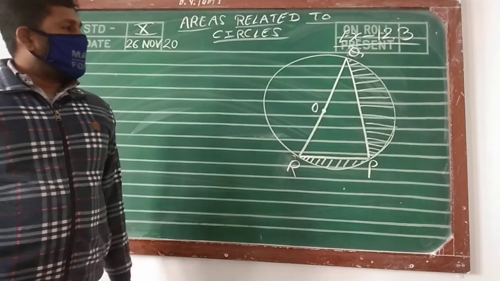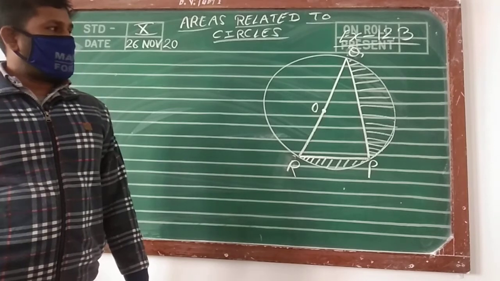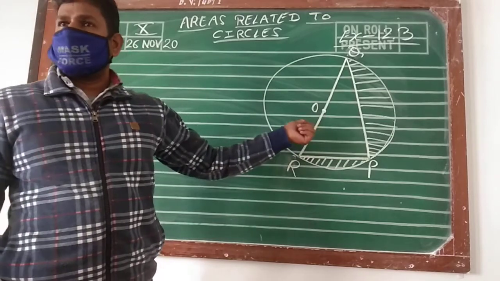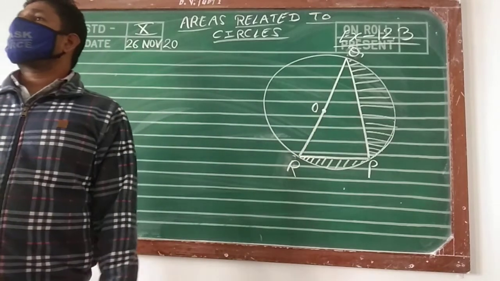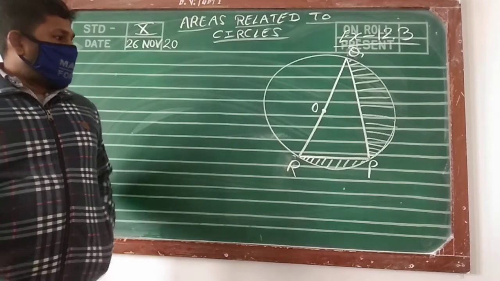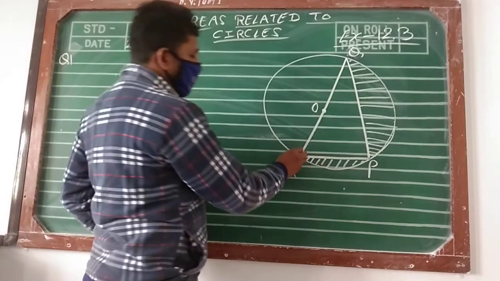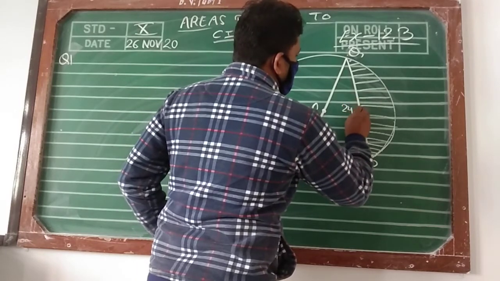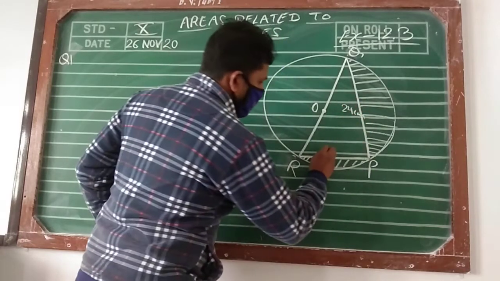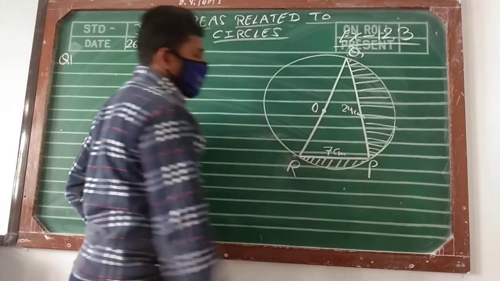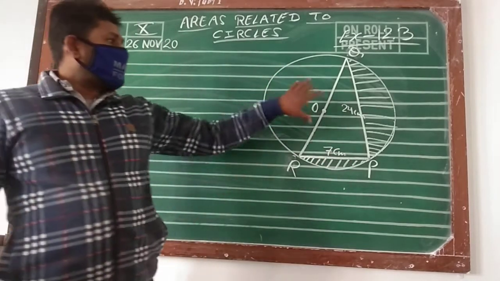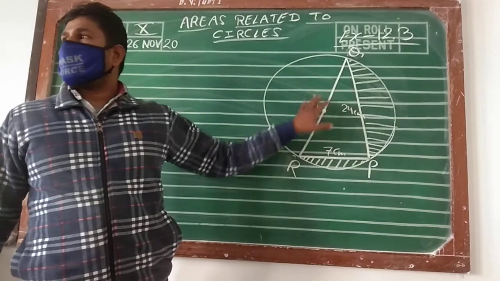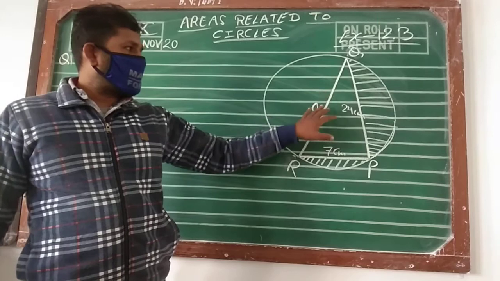Then for finding the area of the circle we need the radius. But the radius is not given in this question. What is given to you? The length of PQ is 24 centimeters, and PR is 7 centimeters. This is given to you, but the radius is not given. And for finding the area of the triangle, we need the third side also. Then how will you get the third side?